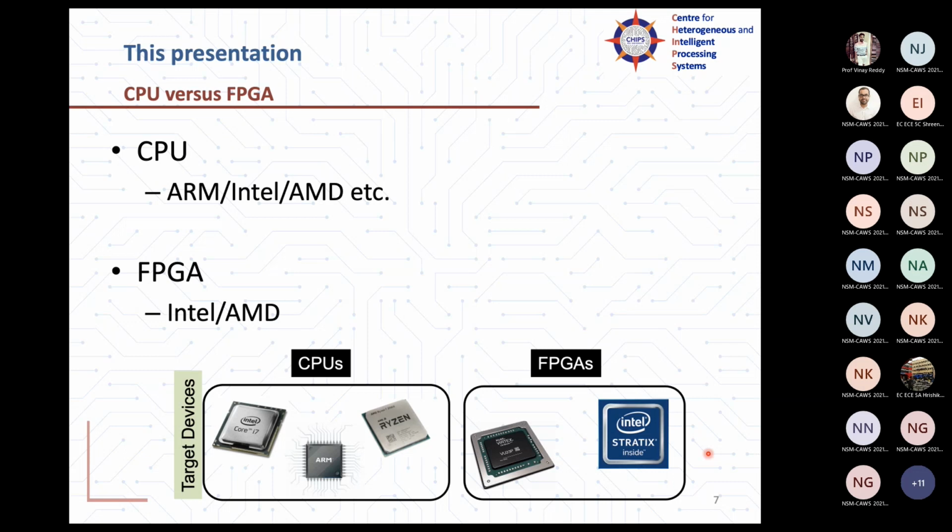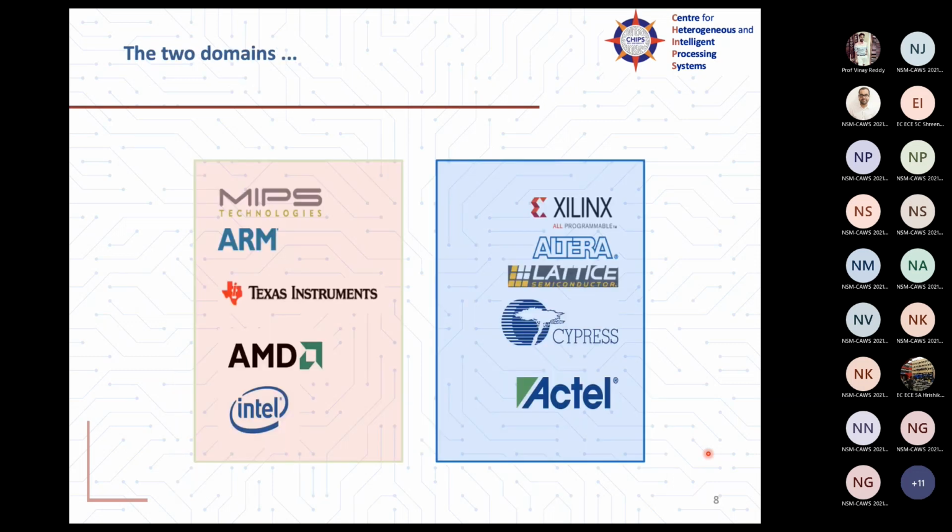With CPUs I am mainly talking about general-purpose ISA-based architectures from Intel, AMD, etc., versus FPGAs from Intel and AMD as well, right? So that will be a few slides, and then the next few slides will be about this. So we are talking about two distinct domains. On one side, we have processors from vendors like MIPS, ARM, TI, AMD, etc.